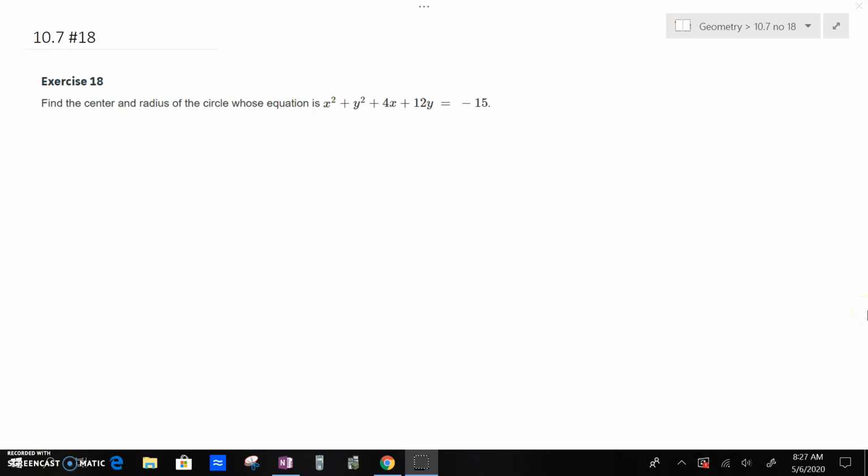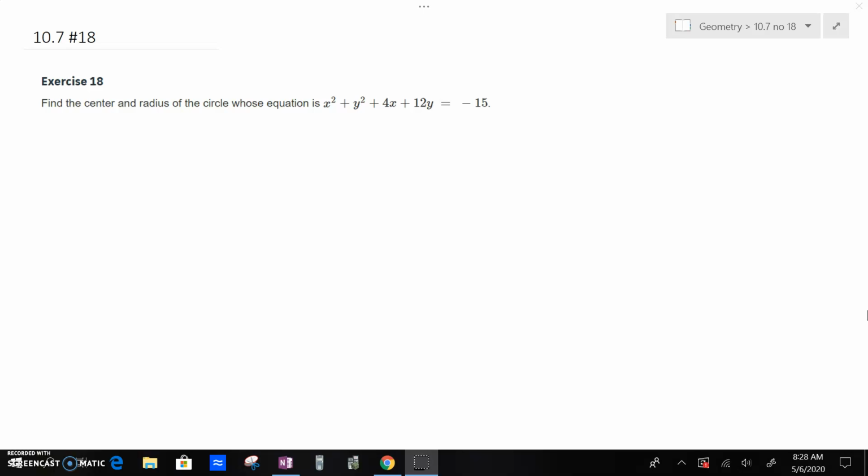Okay, this is question number 18 from 10.7. This is off of the homework, and in this question they're asking you to find the center and the radius of a circle whose equation looks like this. So x squared plus y squared plus 4x plus 12y equals negative 15.